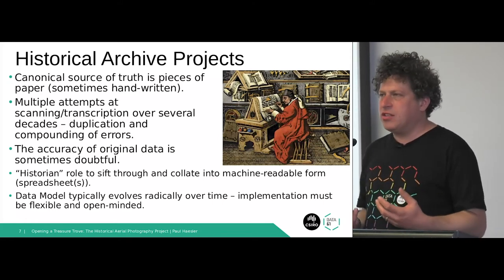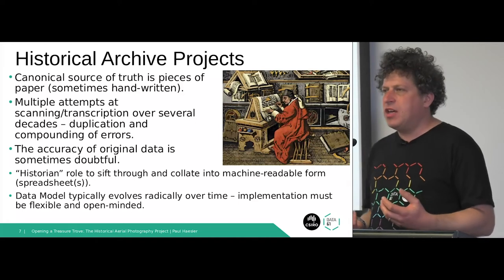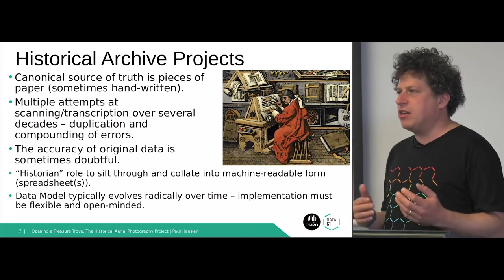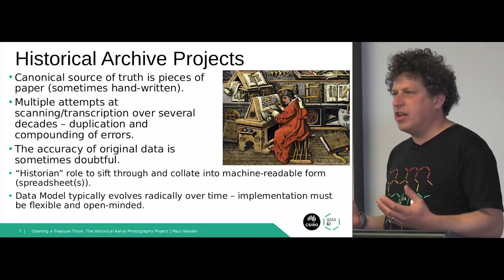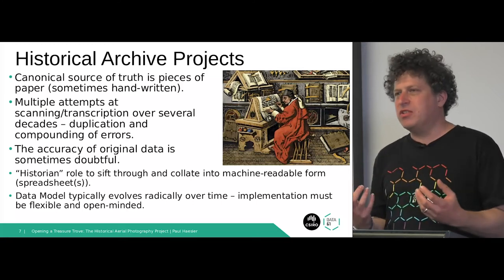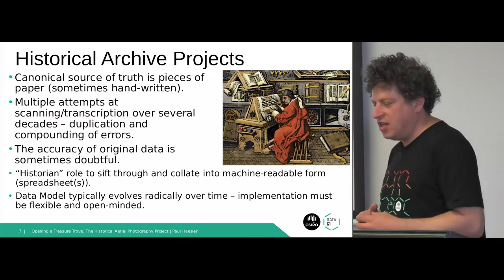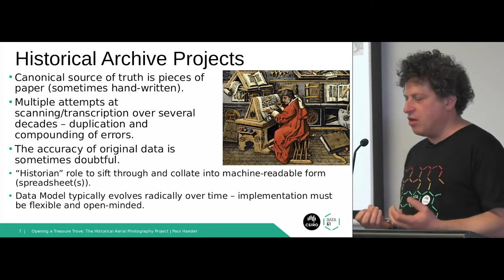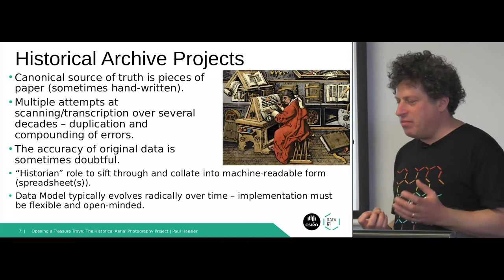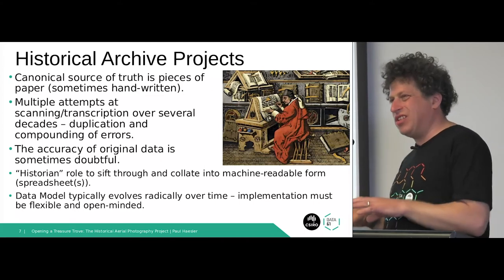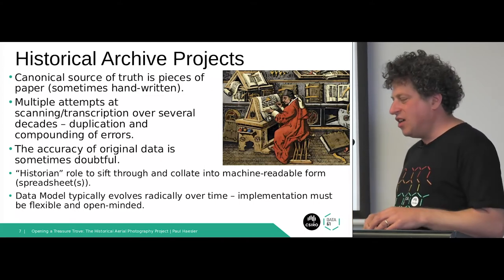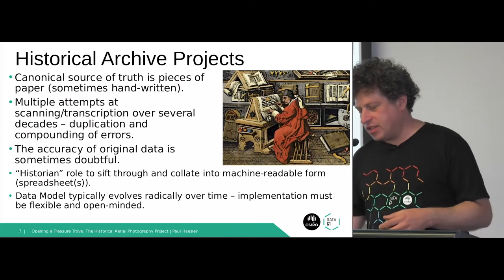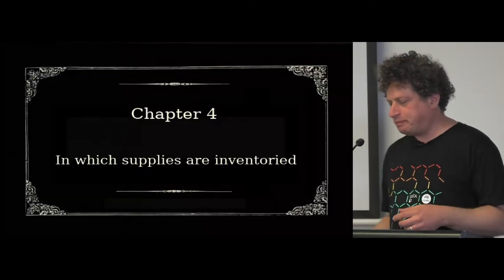Also, the data model tends to evolve radically over time, and assumptions you have about the data going in, you often find significant exceptions to as the project goes on. So your implementation also has to be flexible and open-minded. You can't be all that picky about data integrity, because you can't really impose integrity after the fact. You have to make the best of what you've got. So, what have we got?